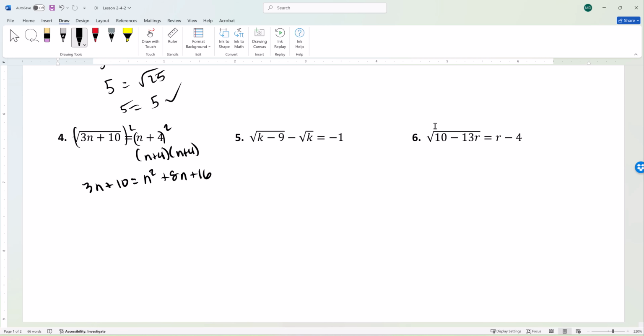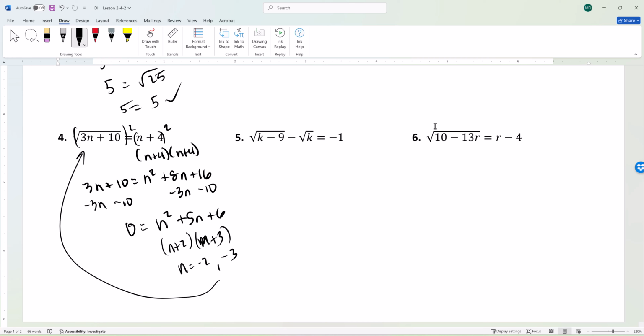Now, as we are solving this square root equation, or this radical equation, if you notice, it turned into a quadratic. That's okay. We just now need to think to ourselves, okay, how do we solve quadratic equations? Oh, I want it to equal 0. So we subtract 3 on both sides, subtract 10 on both sides. So we have 0 equals n squared plus 5n plus 6. And then now that factors. So n equals -2 and -3.